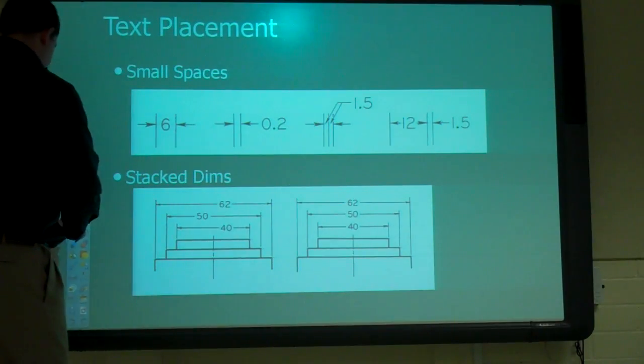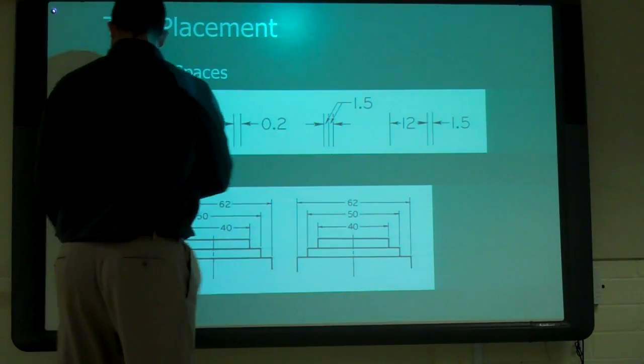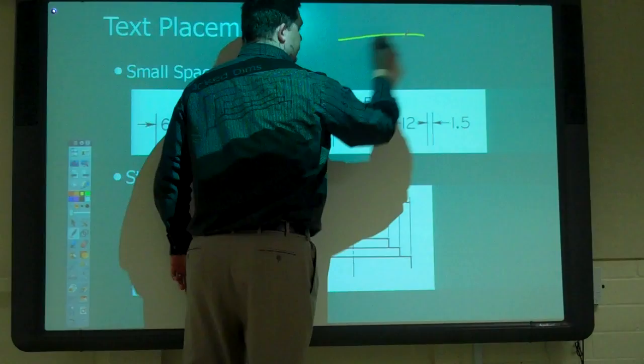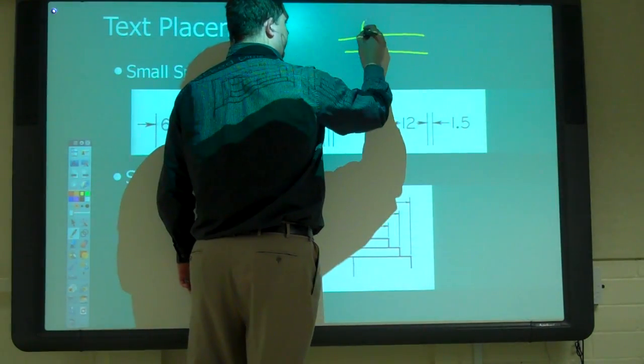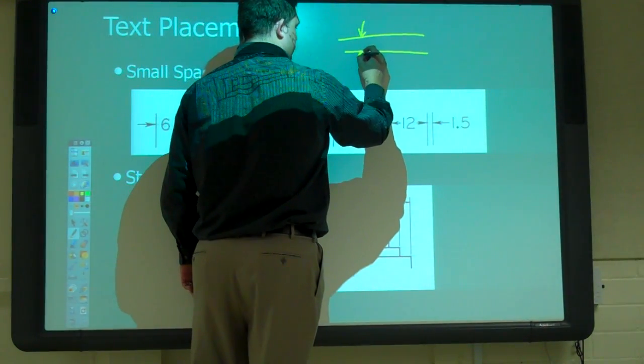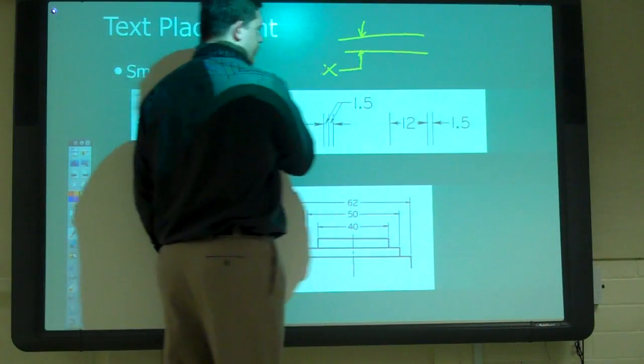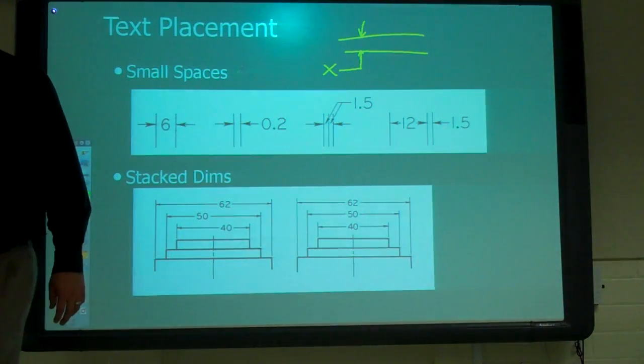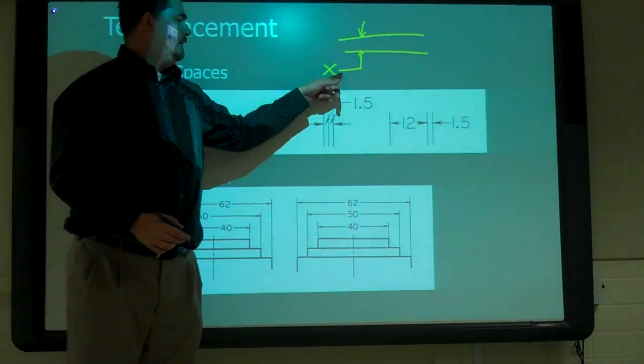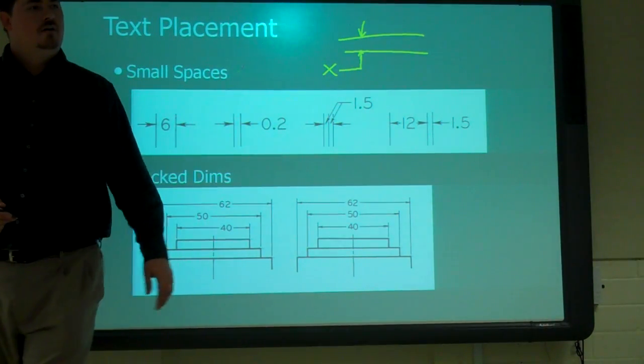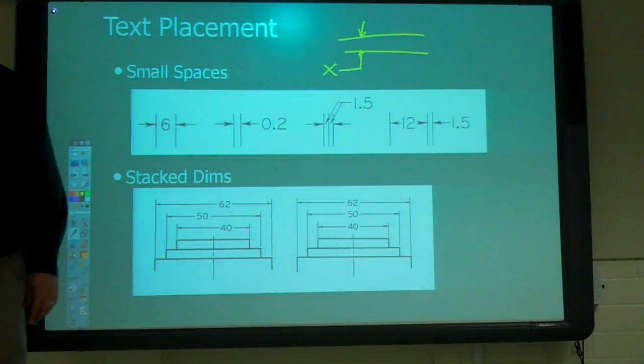If your lines are going this way, you can do it like that. You come down and then bend to the side to get your text in. So that's acceptable also.